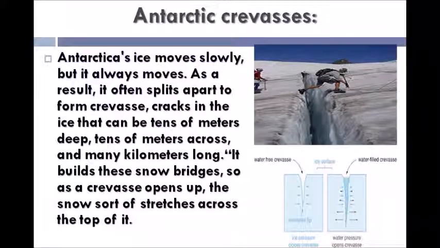Antarctic crevasses. Antarctic's ice moves slowly, but it always moves. As a result, it often splits apart to form crevasses, cracks in the ice that can be tens of meters deep, tens of meters across, and many kilometers long. It builds these snow bridges, so as crevasses open up, the snow sort of stretches across the top of it. You can see in the picture or a diagram to understand the crevasses.